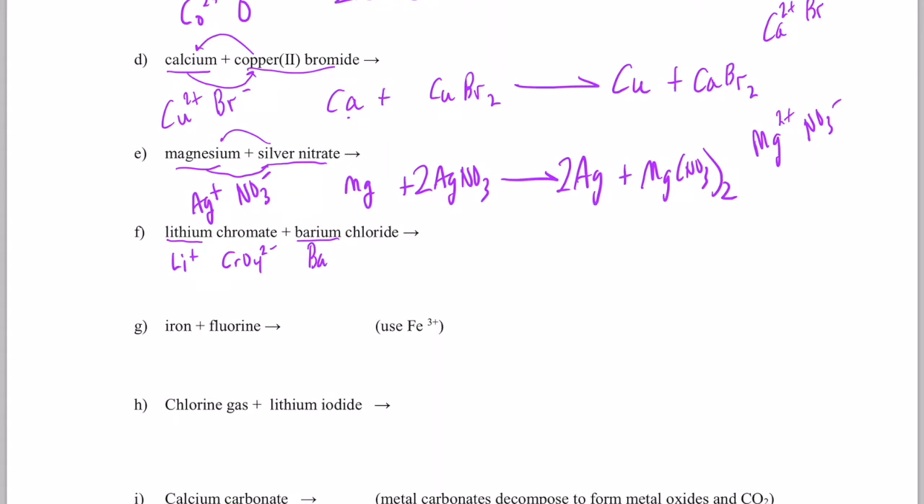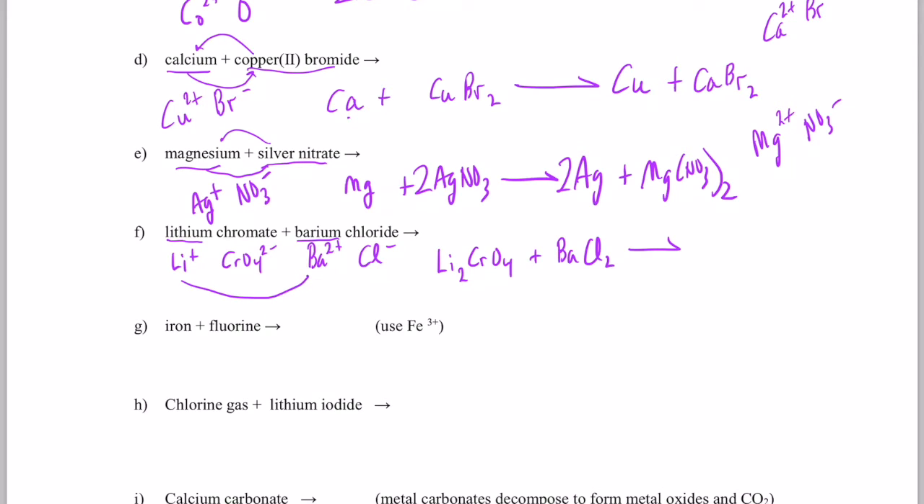Barium, that's Ba, it's in group 2, so it's 2 plus, and chloride comes from chlorine. That one's Cl negative. So let's write the reactants out. Lithium chromate would be Li2CrO4. Barium chloride would be BaCl2. All right, double replacement.